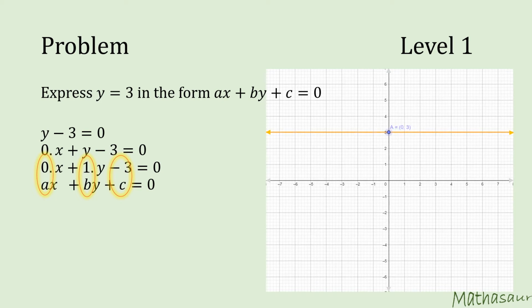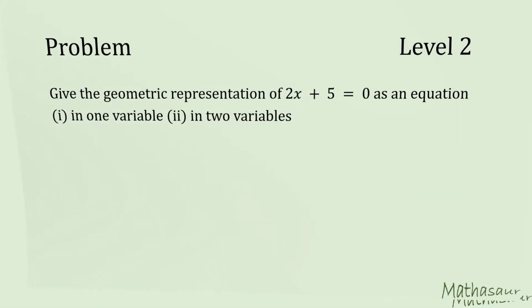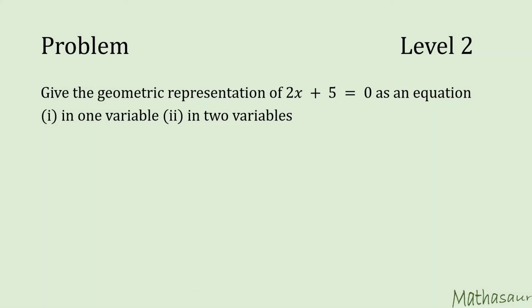Why does this make sense? Because as we move on either side of point A, we see that the value of x is changing, whereas the value of y remains constant at 3. Let us look at another problem. Give the geometric representation of 2x plus 5 equals 0 as an equation in one variable and in two variables.